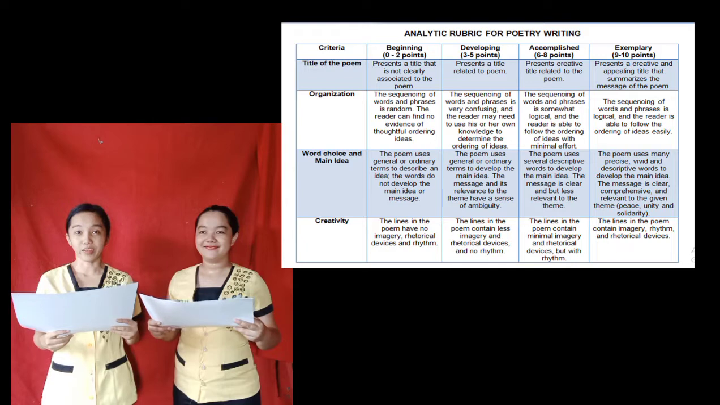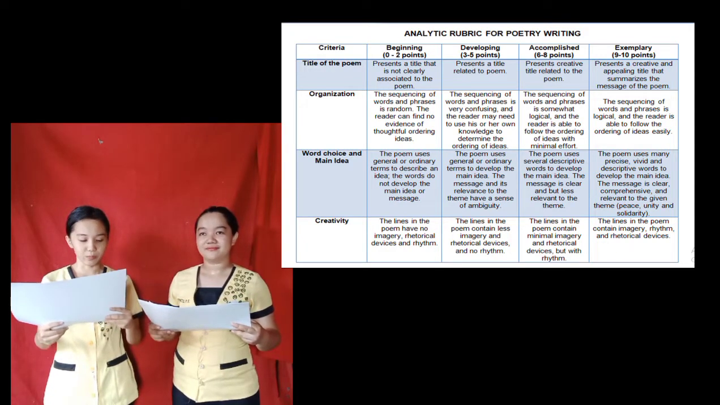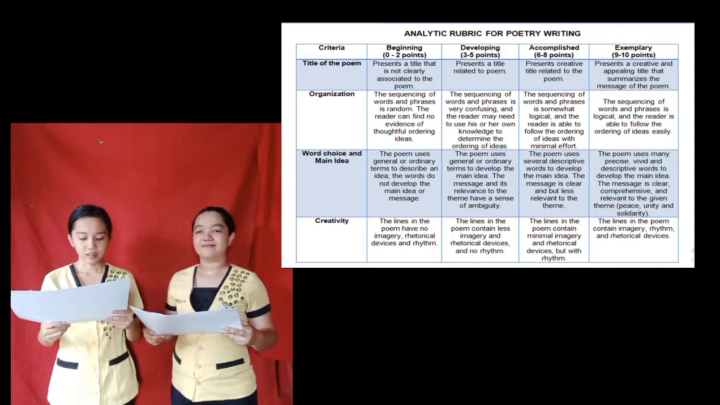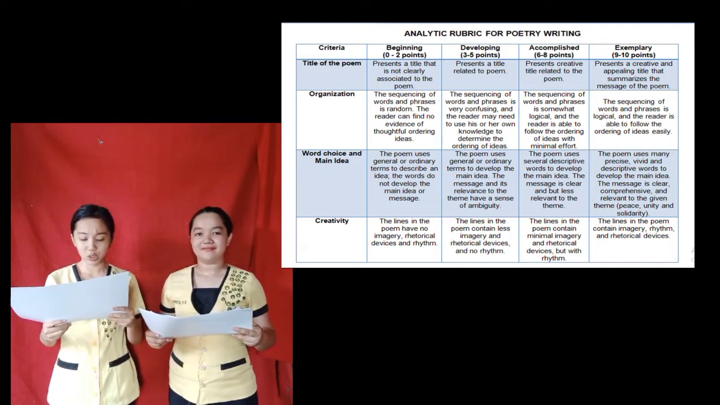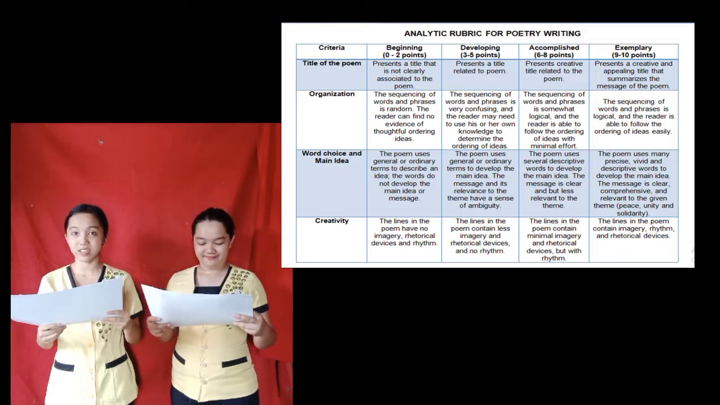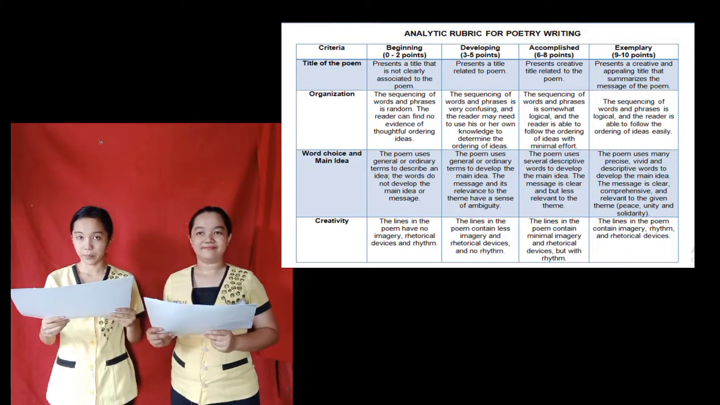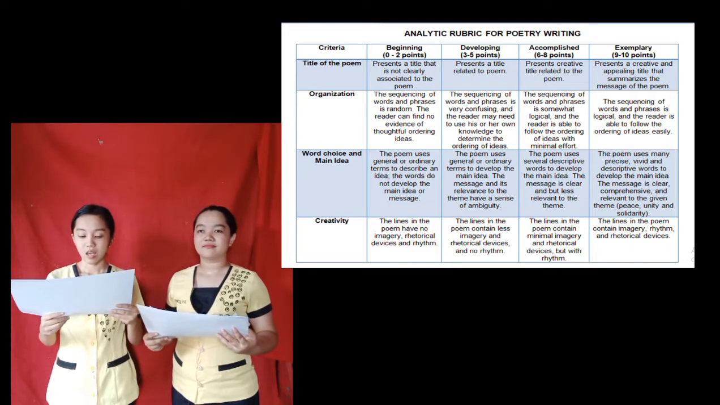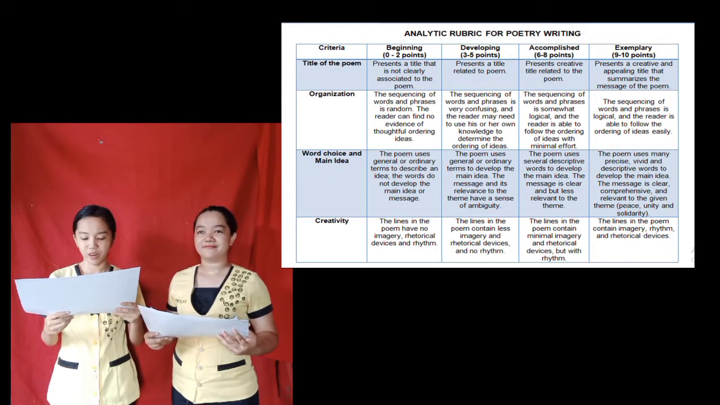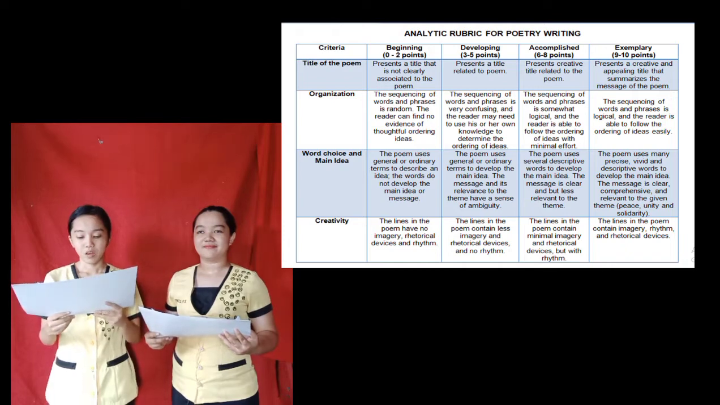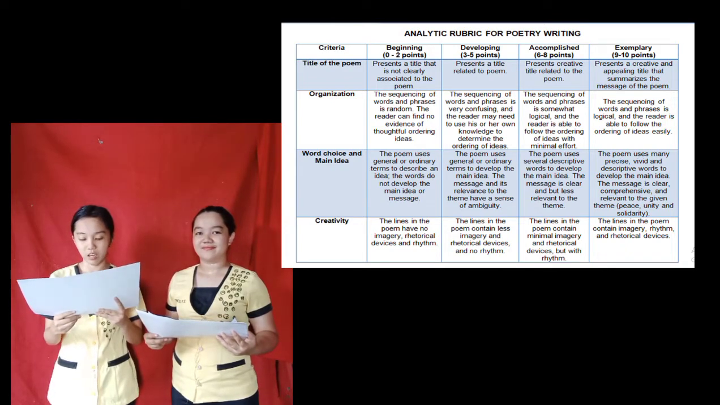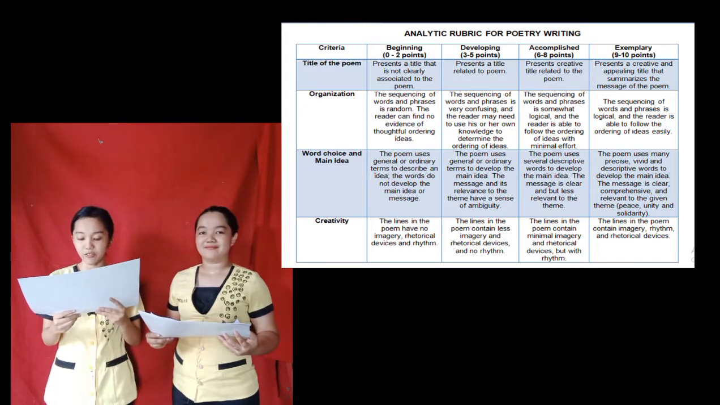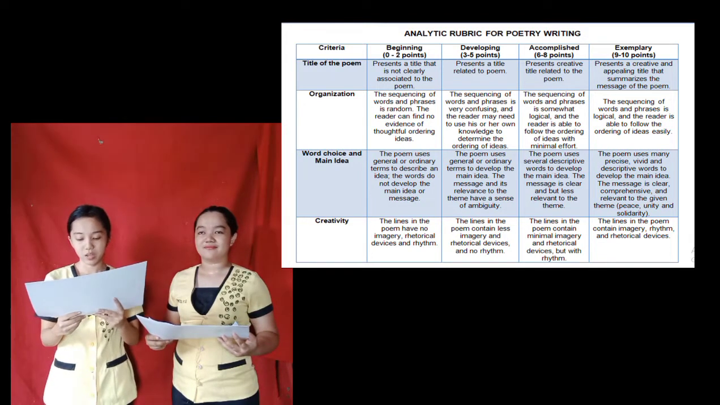Now, for the last and fourth criterion under the analytic rubric is creativity. For beginning, its indicator, the lines in the poem had no imagery, rhetorical devices, and rhythm. For developing, its indicator, the lines in the poem contain less imagery and rhetorical devices and no rhythm. For accomplished, its indicator, the lines in the poem contain minimal imagery and rhetorical devices, but with rhythm.